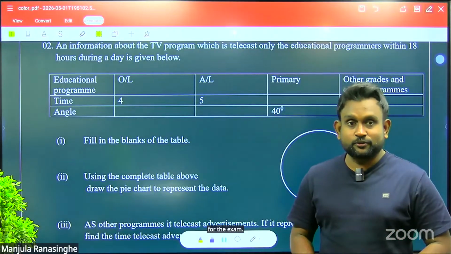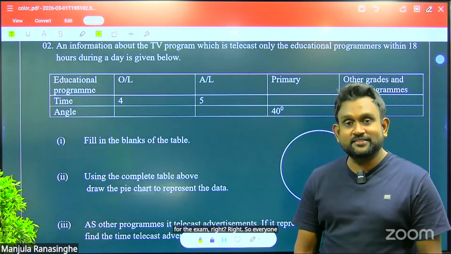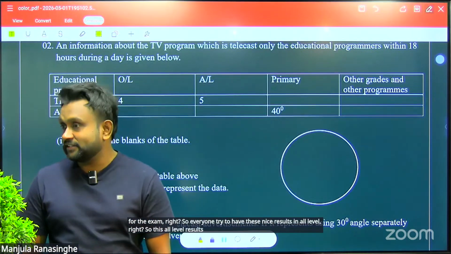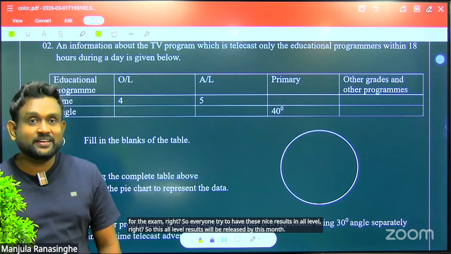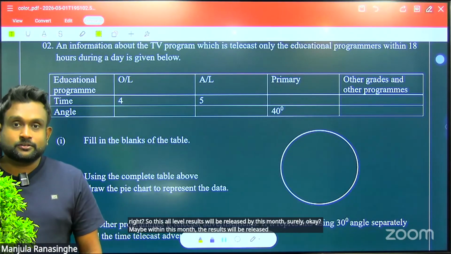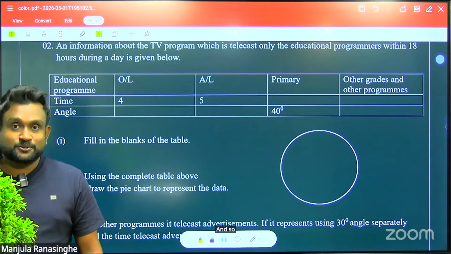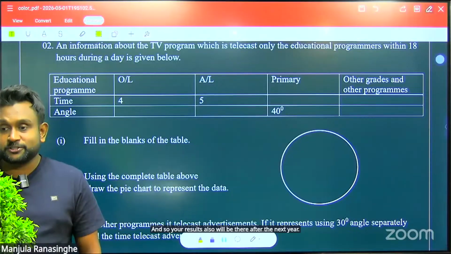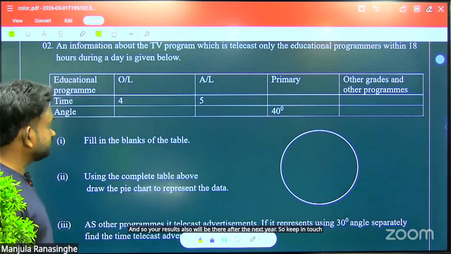Okay, right. So everyone try to have nice results in O level, right? This O level results will be released this month, surely. Maybe within this month the results will be released. So your results also will be there after the next year. So we keep in touch, right?